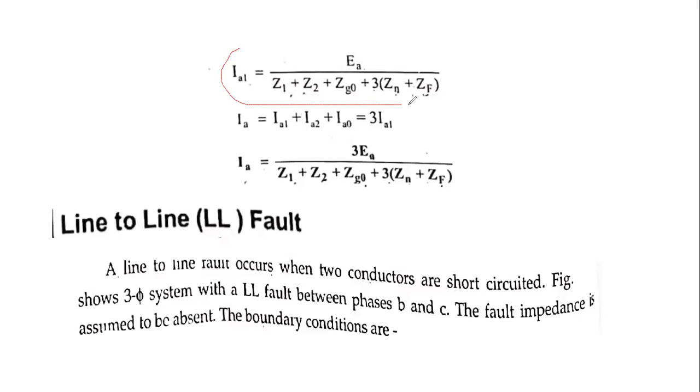Therefore, IA1 is equal to EA by Z1 plus Z2 plus ZG0 plus 3 into Zn plus Zf. Understand? IA1 is equal to EA by Z1, the positive impedance, plus Z2, the negative impedance, plus Z0, the zero sequence ground impedance, plus 3Zn plus Zf. Therefore this can be written as IA is equal to 3IA1.